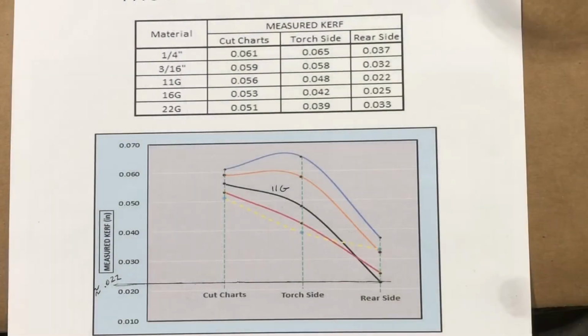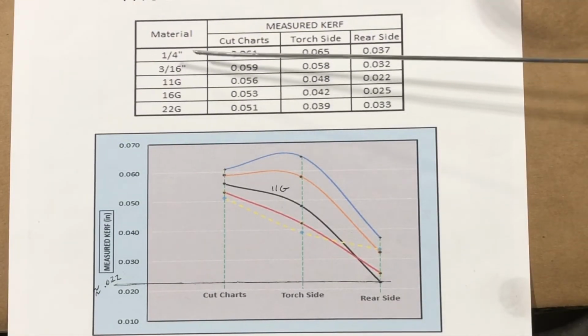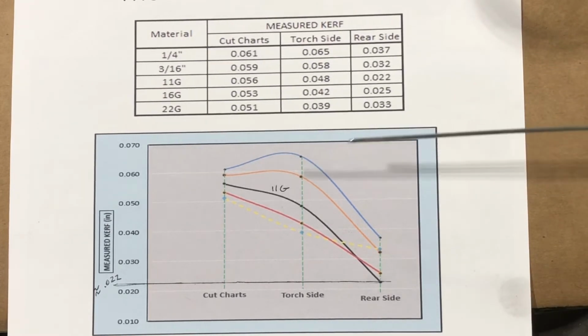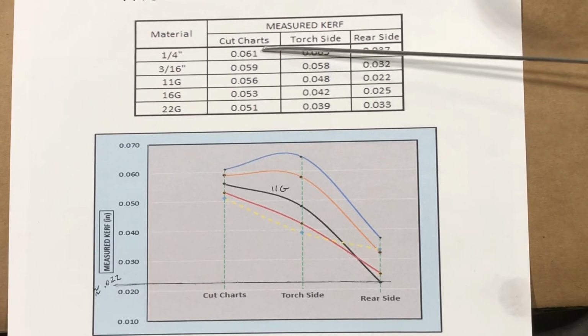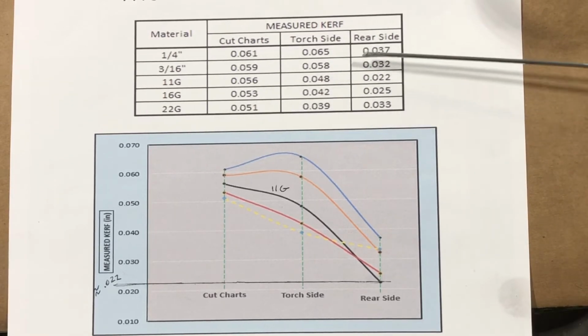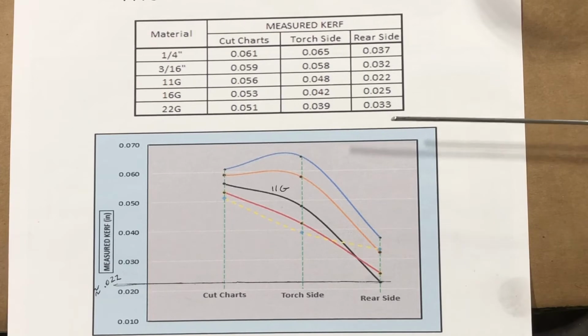All right, so here is the data. I did 5 different material sizes from 1/4 inch down to 22 gauge. And here's the value that the cut chart said I should be using. Here is the value measured on the torch side versus the back side.